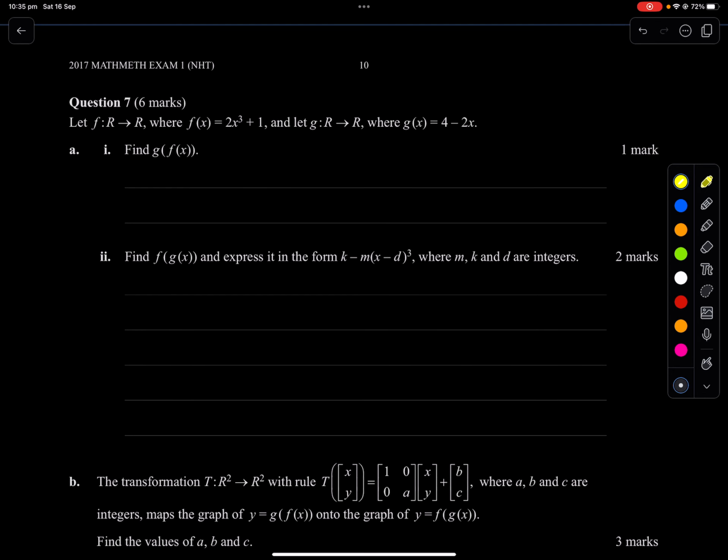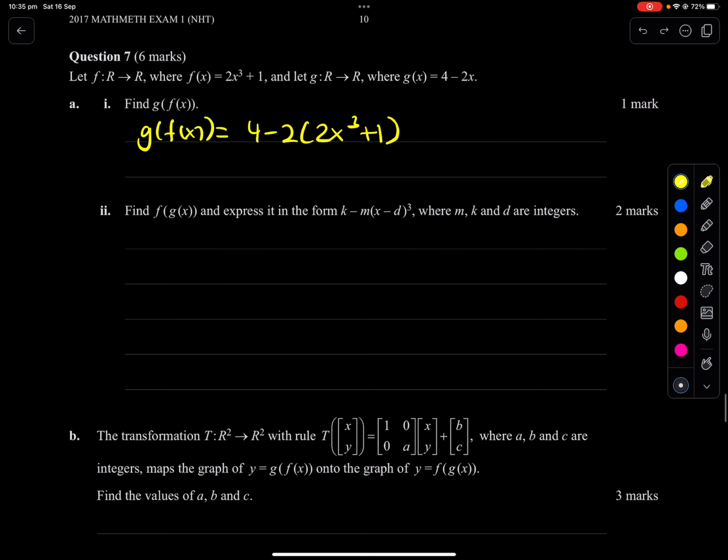Alright, let f of x be this, g of x be this, then this. Okay, easy. So g f of x is what? So g is our function, so 4 minus 2, 2x, 3 plus 1. I think we don't need to simplify that, do we? No, I don't think we need to simplify it, so keep it that way.